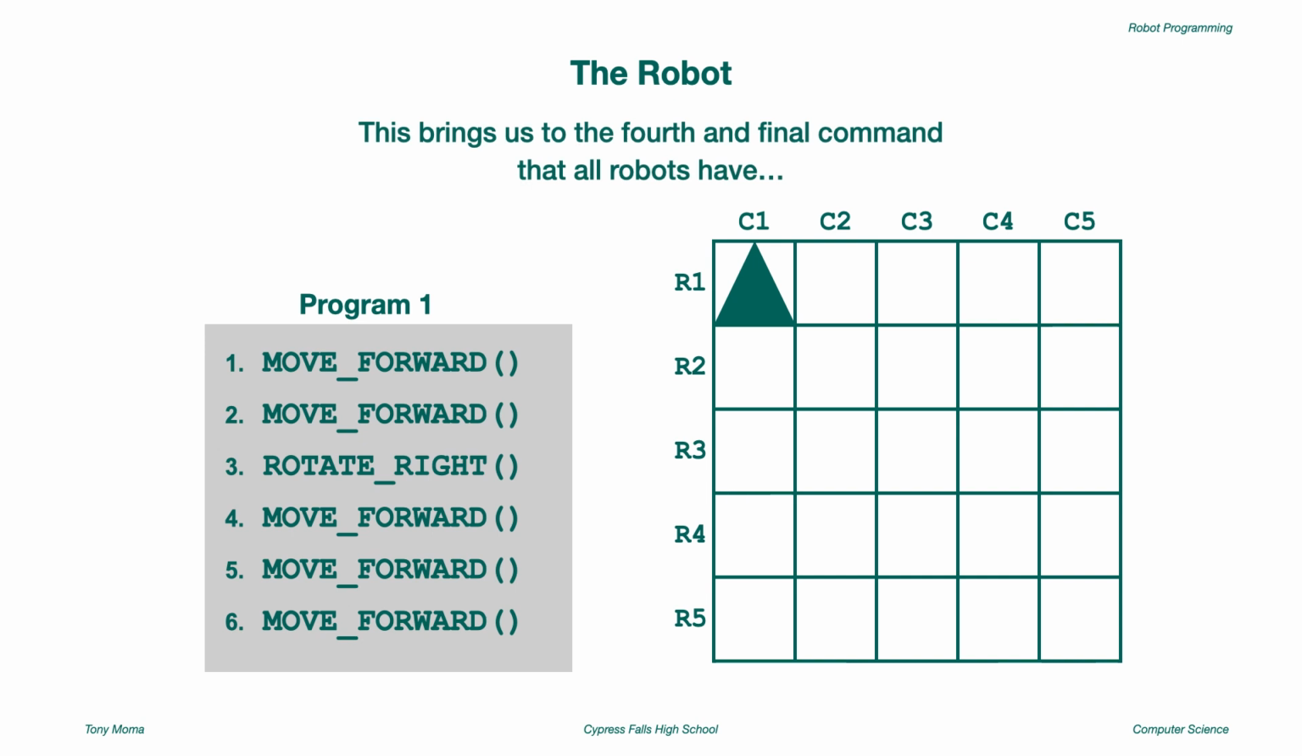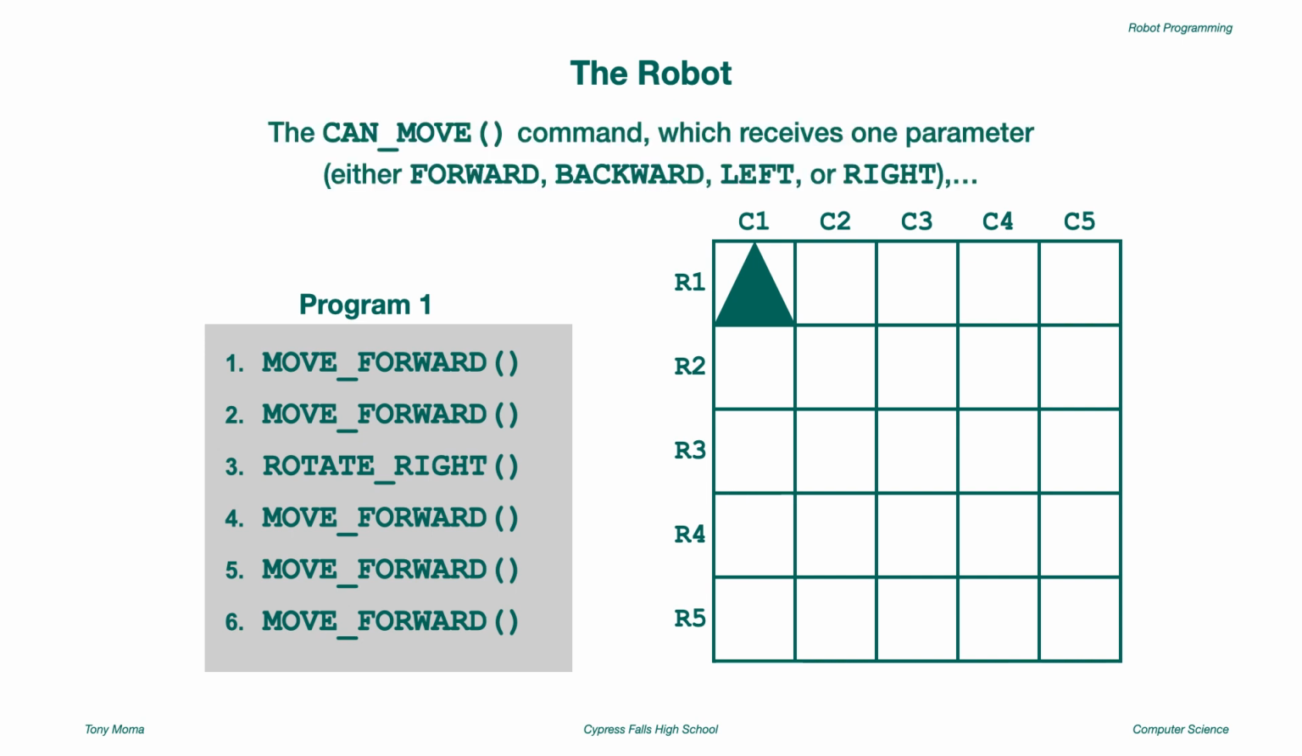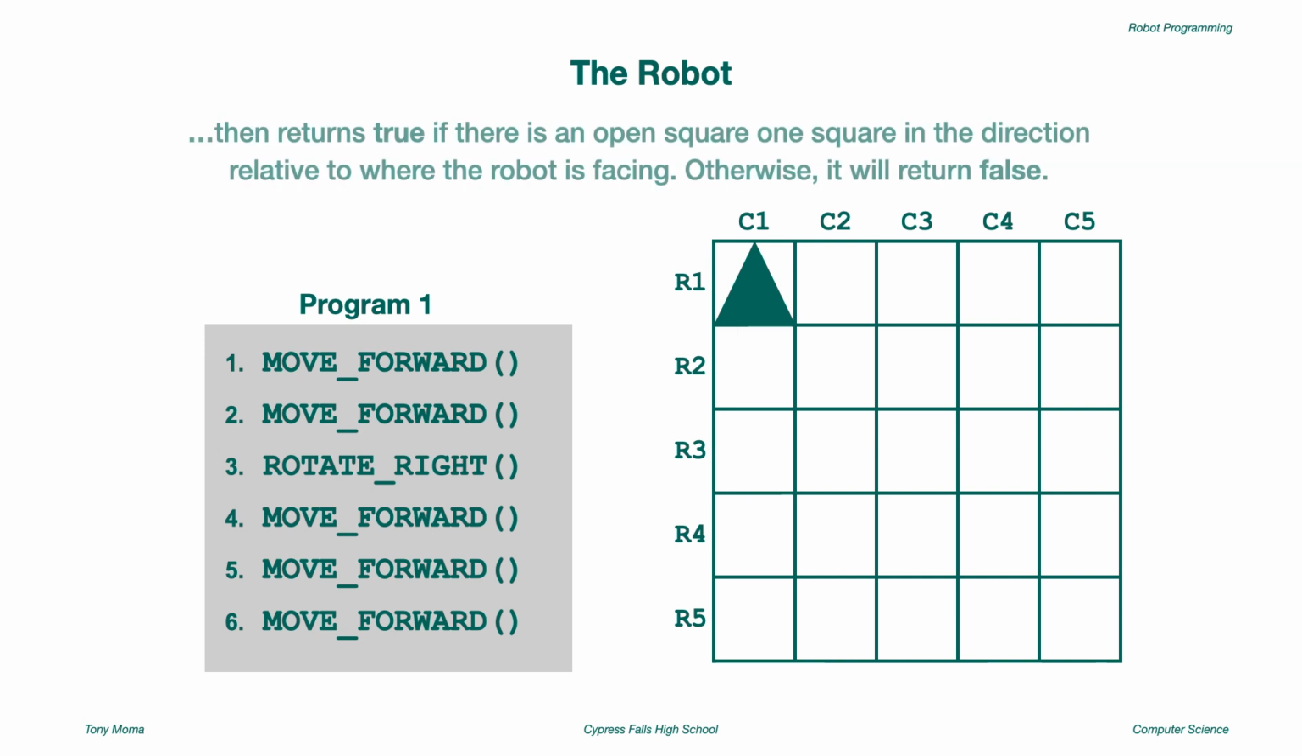This brings us to the 4th and final command that all robots have. The canMove command, which receives one parameter, a direction, which will either be forward, backward, left, or right, then returns true if there is an open square, one square in the direction relative to where the robot is facing. Otherwise, it returns false.